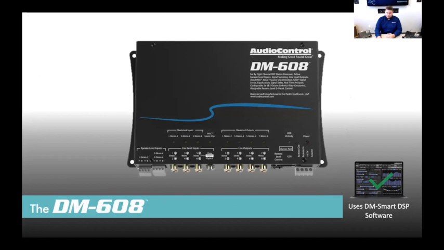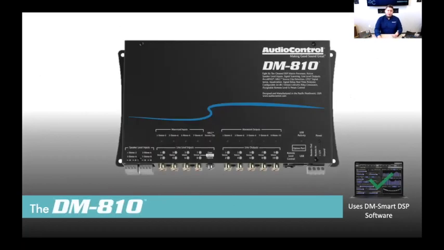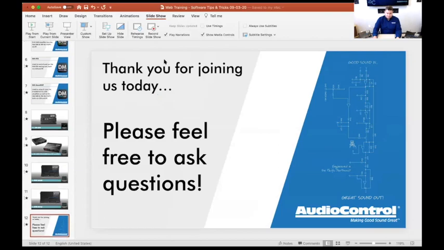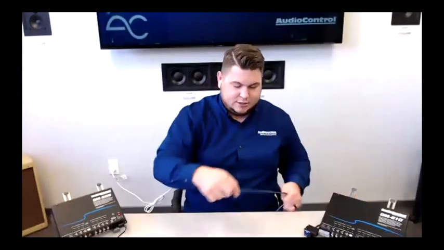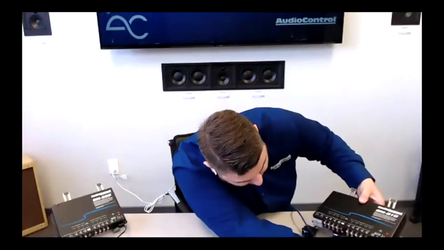So the DM608 also uses that same software, as does the DM810. So those are the four products that we're basically talking about today as far as how to do the following processes. So before we get into this, let me close this out, and I'm going to get the software connected here, and we'll have a look at these. Let me just get a DM processor plugged in, and we will go from there.